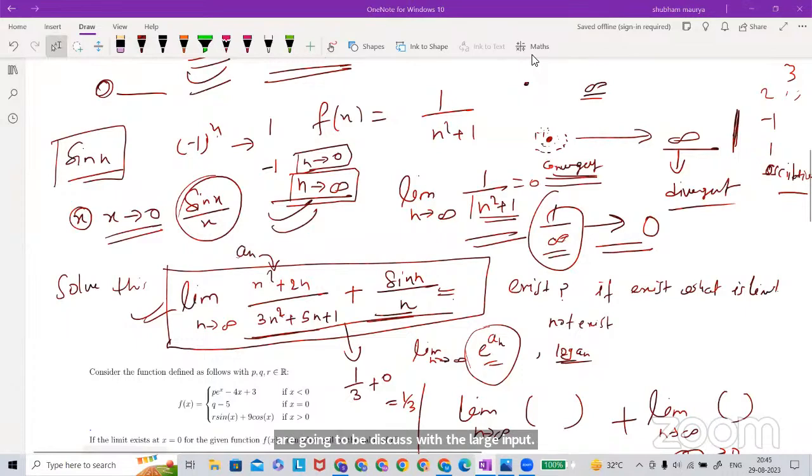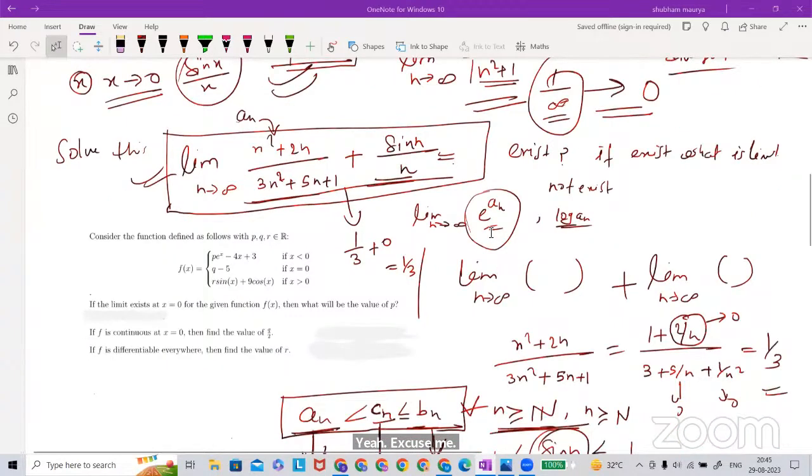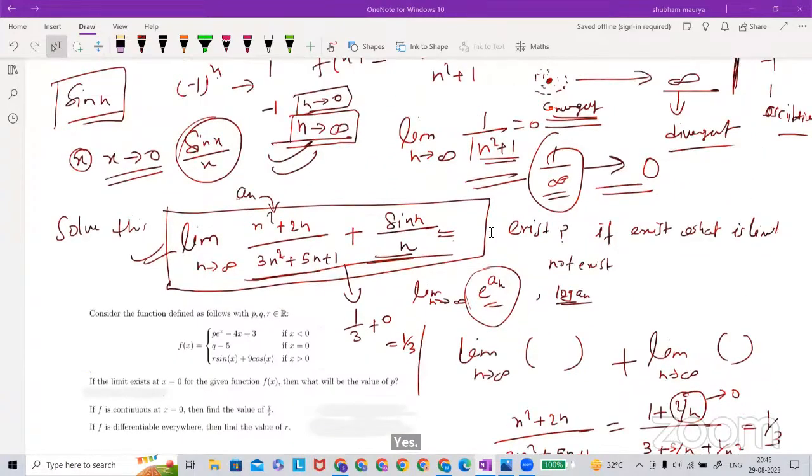Excuse me, sir. In the beginning of the question, you asked whether this kind of sequence can exist or not. Sir, is there some way to know if a particular kind of sequence can exist or the other kind cannot? No, exist does not mean the sequence does not exist. I am saying the limit will exist or not, not the sequence. If it exists, then what is it going to be?